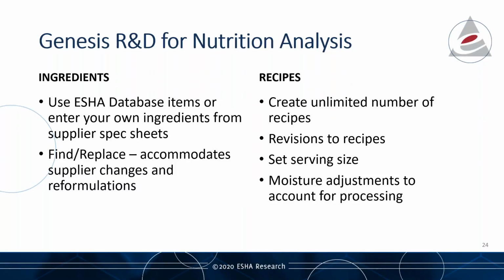And for labeling, you set the serving size and indicate consumer-friendly portion information. And Genesis also includes fine-tuning features like moisture adjustment and nutrient override to reflect the content of the finished product. So at this time, let me turn it over to Scott, and he will show you how to find and how to work with these features in Genesis.